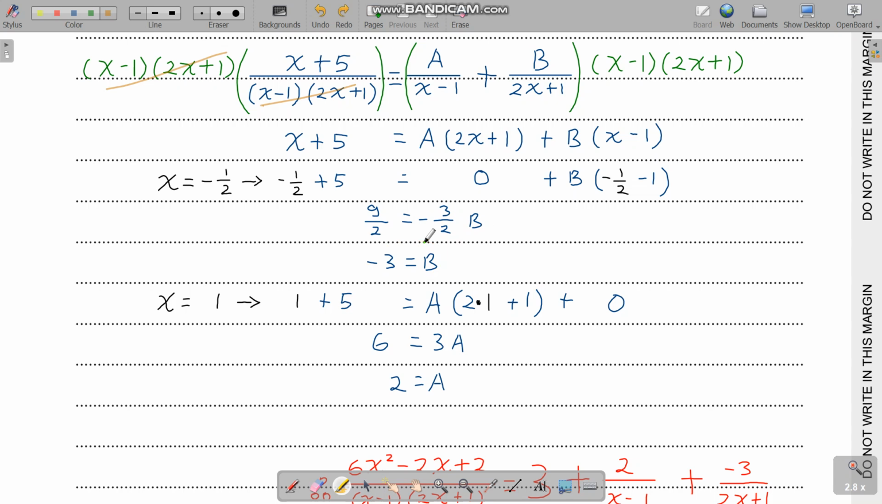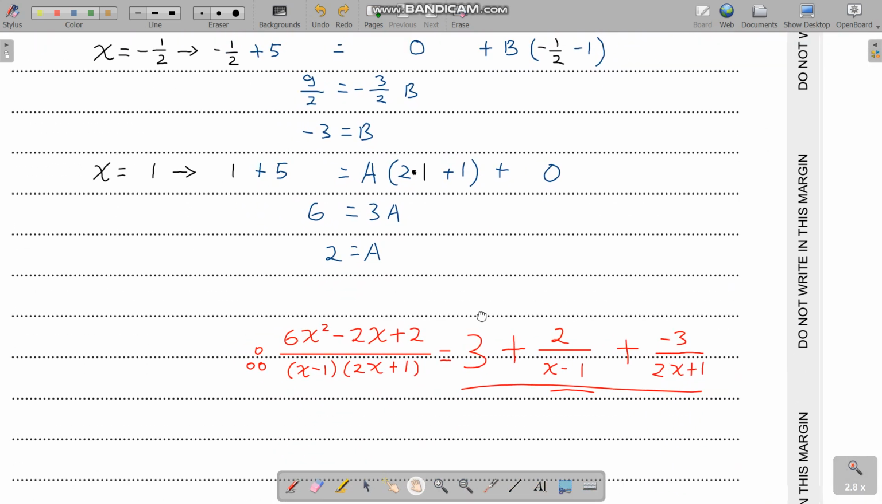To find the value of A, we use the zero of this x minus 1, so we use x equals 1. On the left we have 1 plus 5. On the right, this is 1 minus 1, 0, and we plug in 1 also for this x. 2 times 1 is 2, plus 1 is 3, so 3A, so A is 2. We have the A and the B, so we replace everything, we get the final answer.